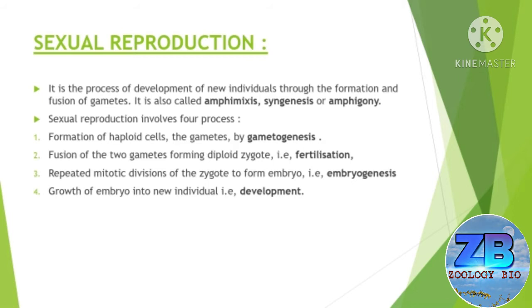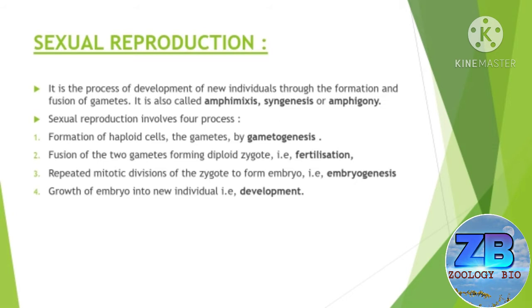It is the process of development of new individuals through the formation and fusion of gametes. It is also called amphimixis, syngenesis, or amphigony. Sexual reproduction involves four processes. The first one is formation of haploid cells, the gametes, by gametogenesis.